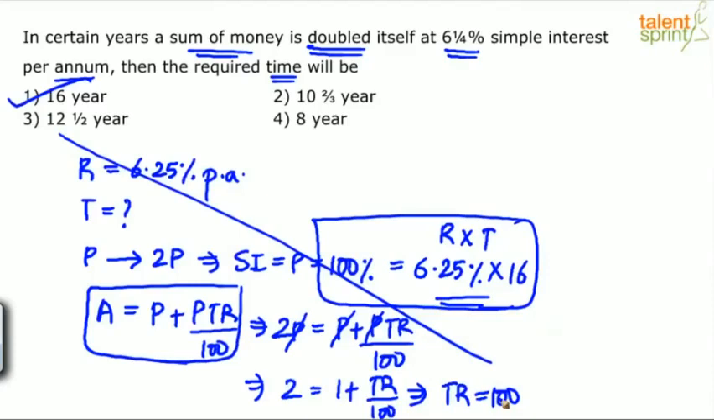Ashish Kushwaha seems to be following a shortcut. He says it should be n minus 1 by R into 100.